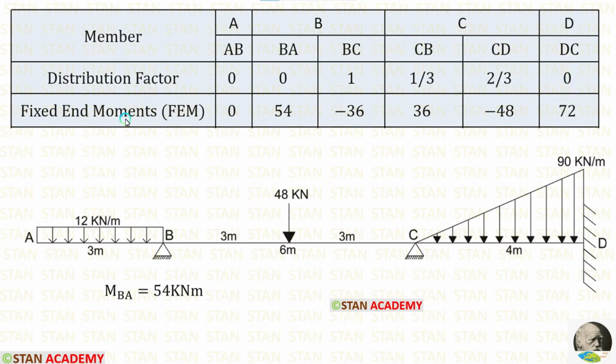Now let us enter the fixed end moments. In the span BC, we have calculated two fixed end moments. Let us apply them. Also, in the span CD, we have calculated two fixed end moments. Let us apply them. We have already calculated the final moment for MBA, that is 54 kN meter. For BA, let us apply that.